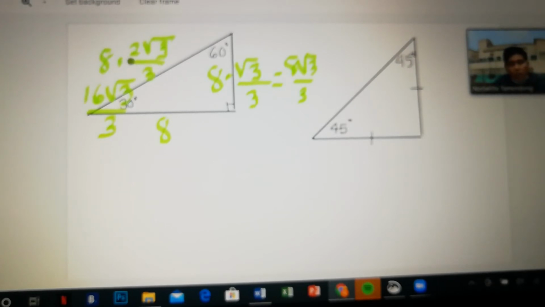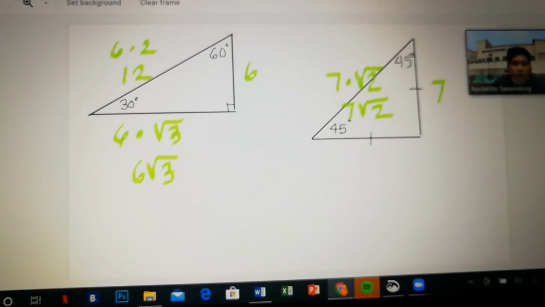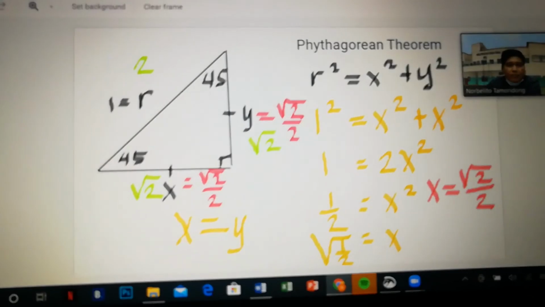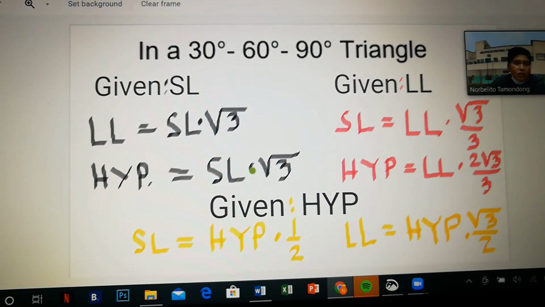Okay, so multiply by 2 square root of 3 over 3. So balikan natin yung formula natin, that given the longer leg, to find the hypotenuse is longer leg, this one. To find the hypotenuse, multiply by 2 square root of 3 over 3.